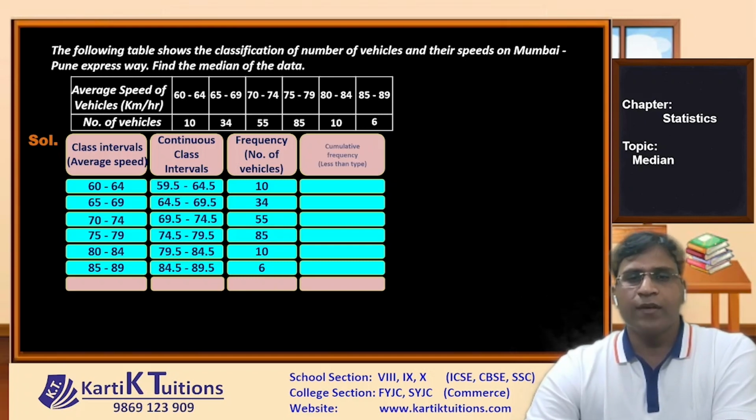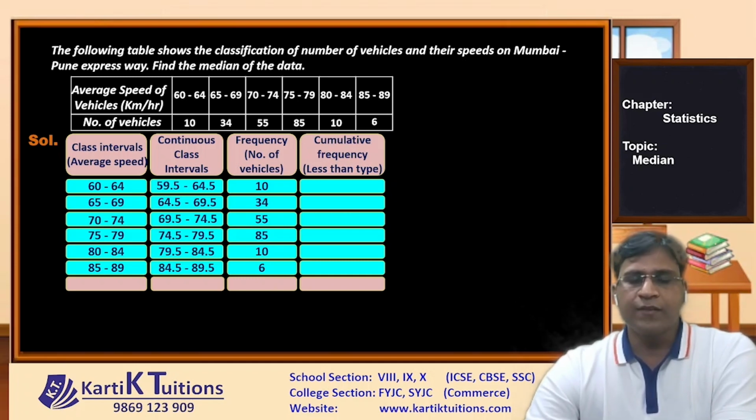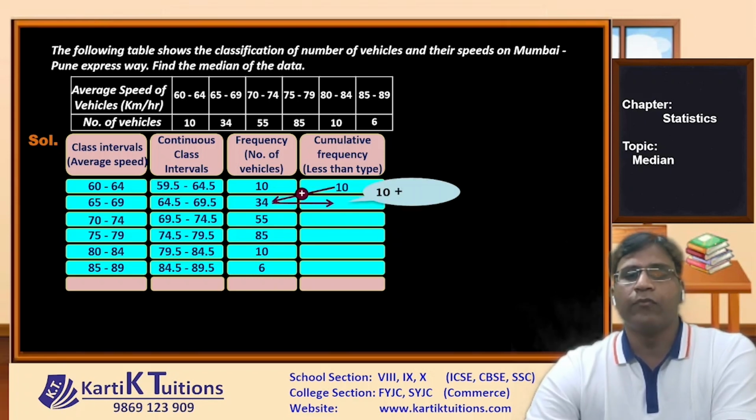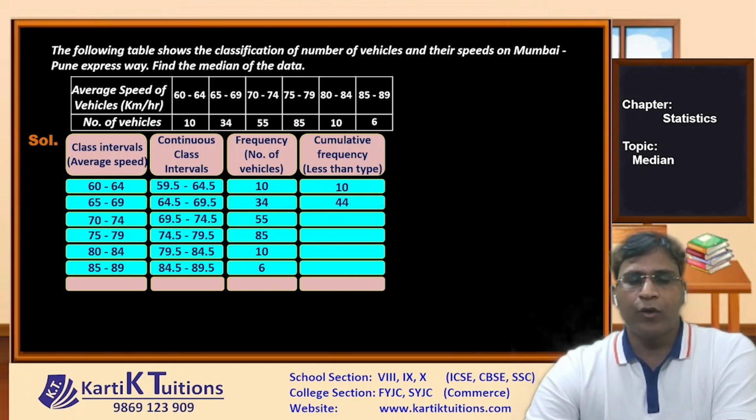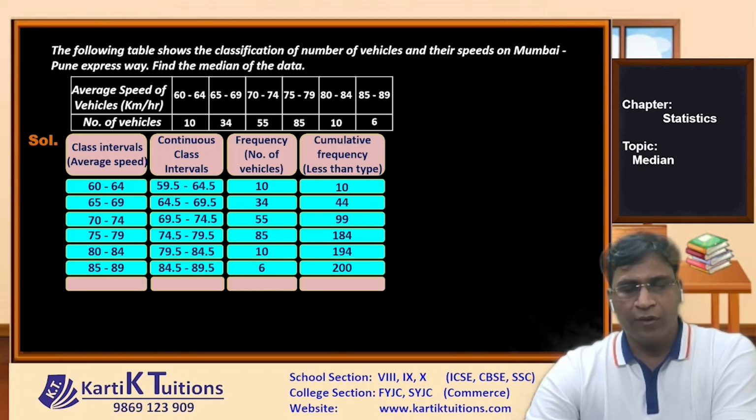Now the fourth column is cumulative frequency less than type. In this we start adding from top. For the first class, the cumulative frequency will be 10. Now add this 10 to 34 to get the cumulative frequency for the second class, that will become 44. Then add it to 55, it will become 99. Add it to 85, it will become 184. Add it to 10, it will become 194. Add it to 6, it will become 200. So basically your summation or the total frequency will become 200.